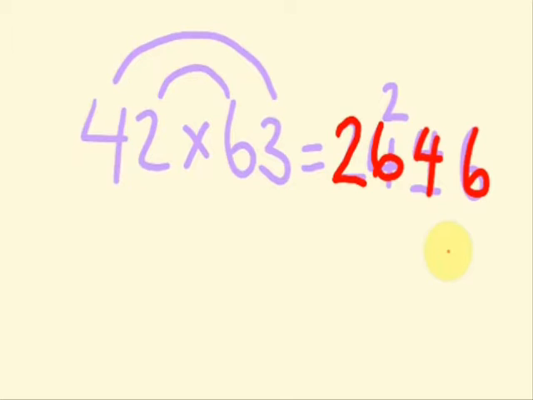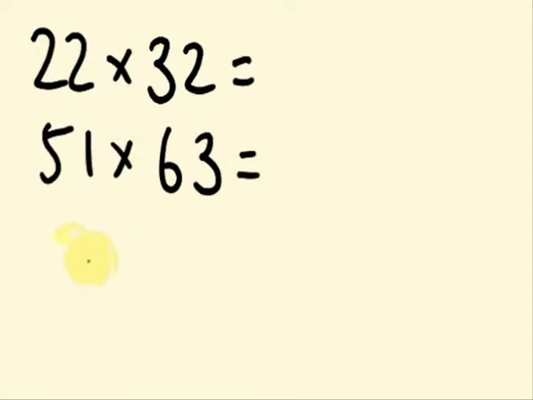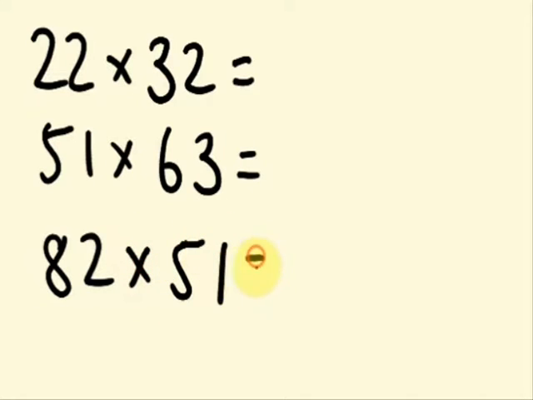So what I'm going to leave you with lastly is a couple of questions. I'll write them up. I'll get you to pause it, work through them, and then I'll work through the answers as quick as I can. Okay, so here they are. 22 times 32, hey, see how you go on that one. What about 51 times 63? And what about 82 times 51? So, pause the video, then I'll get back to you in a couple of seconds and we'll go through these.